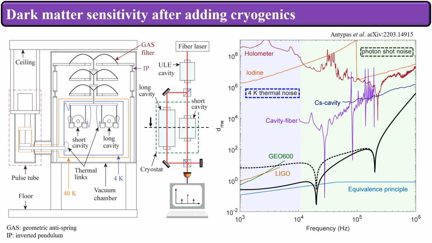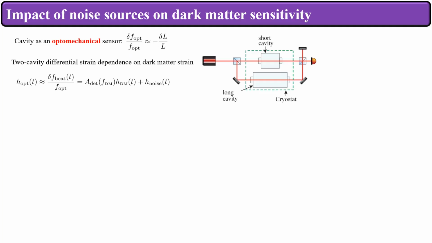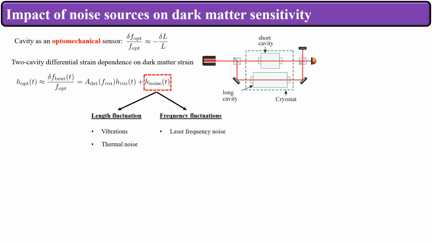Next, let's take a closer look at the mechanisms through which these noise sources affect dark matter sensitivity. As a reminder, our apparatus is an optomechanical system where length oscillations from dark matter strain are read out optically. There are two types of noise sources, ones that cause length changes like vibrations and thermal noise, and those that cause optical frequency errors. Let's start with vibrations.